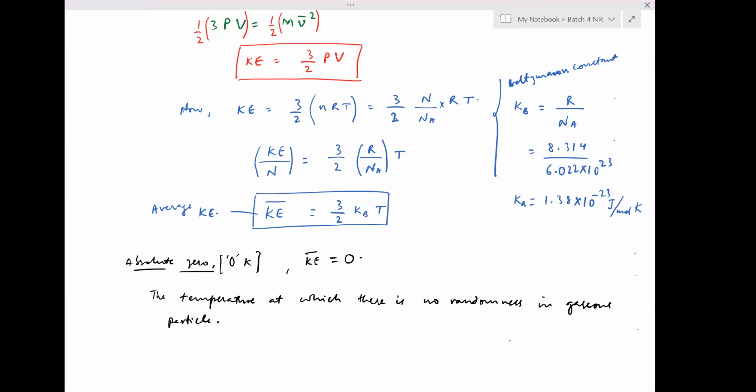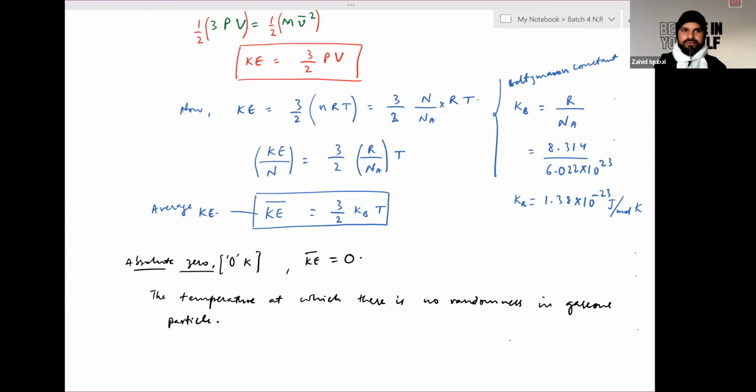Yes, sir. Okay, let's stop here for today. In the next class, I will explain the law of equipartition of energy, then calculation of internal energy, and the last part, mean free path of gaseous particles. Then we'll start a new chapter, that is simple harmonic motion. Okay?